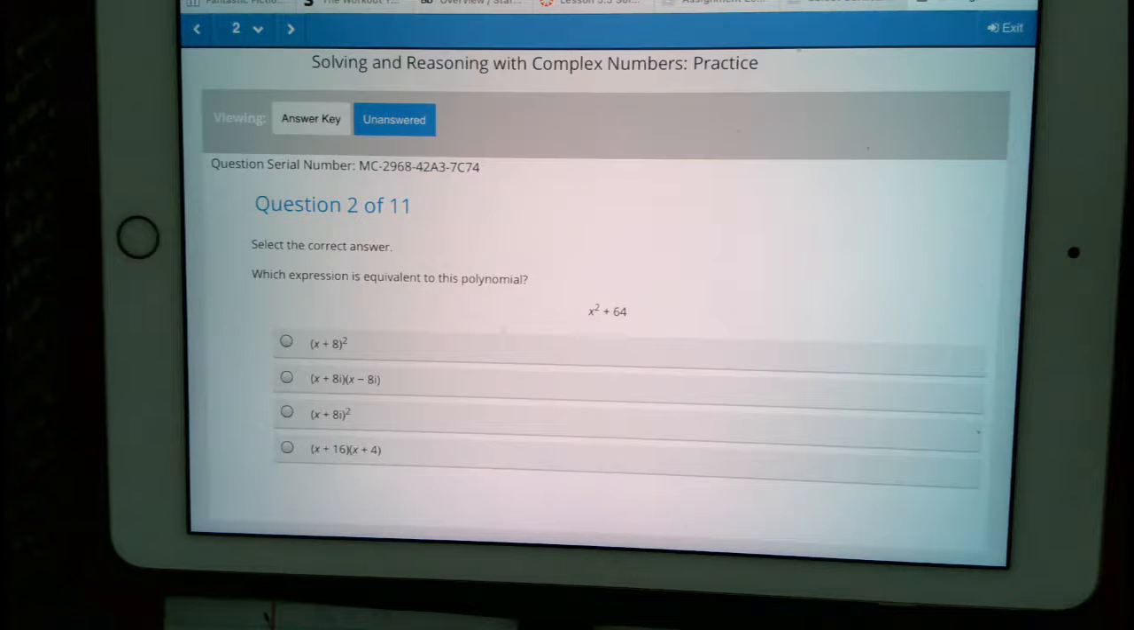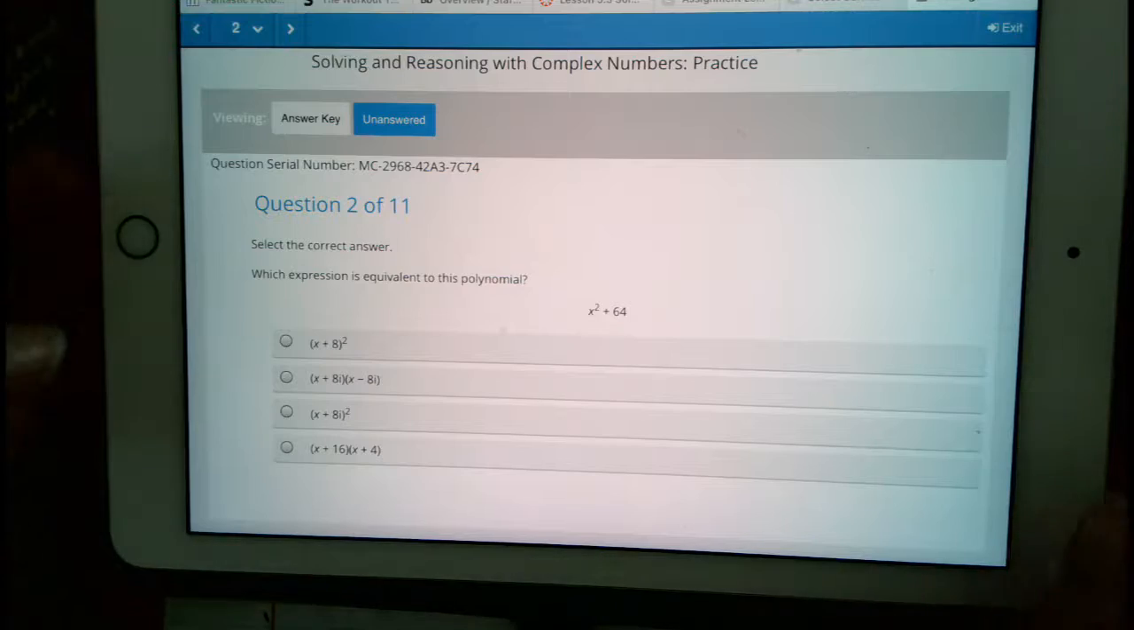Which expression is equivalent to this polynomial, x squared plus 64? So it turns out that we really can factor something like x squared plus 64 if we use imaginary numbers. We're used to doing x squared minus 64, the difference between two squares, but we can simplify x squared plus 64. So I'm going to switch over here to my notebook paper so that we can see the problem here.